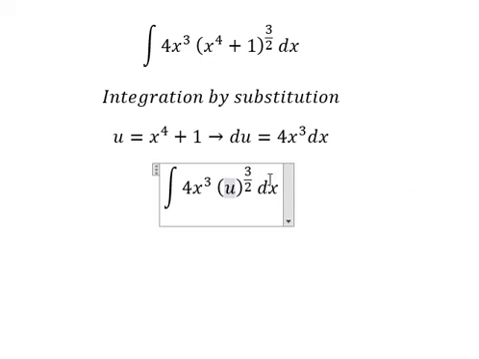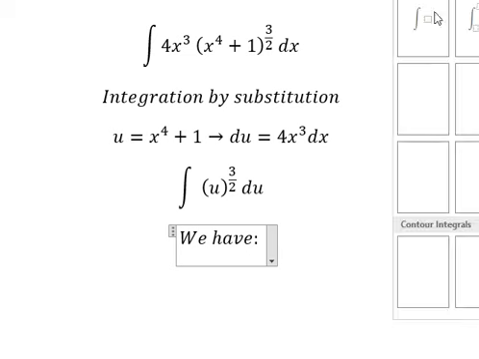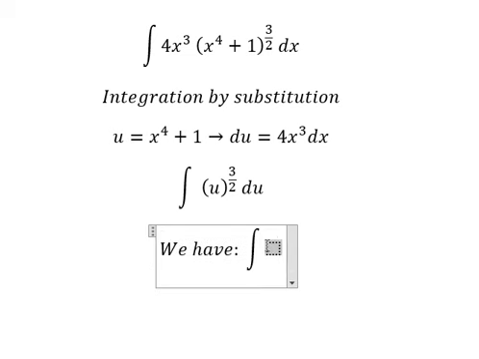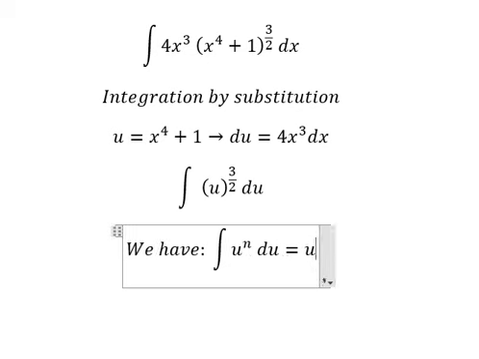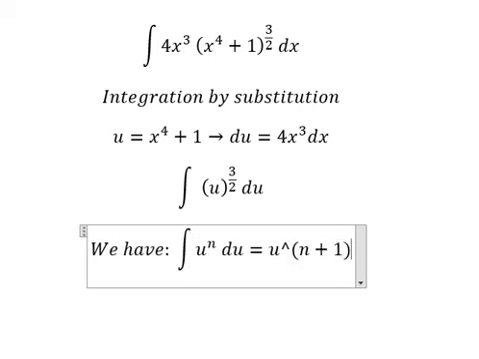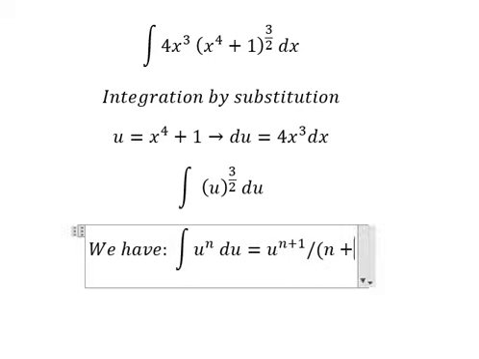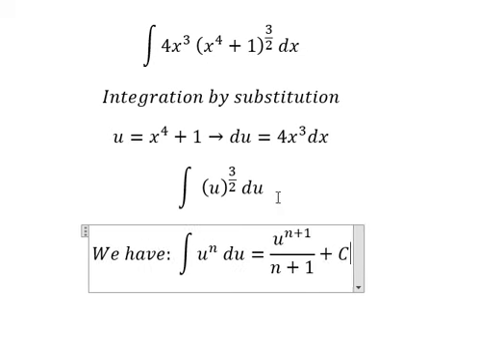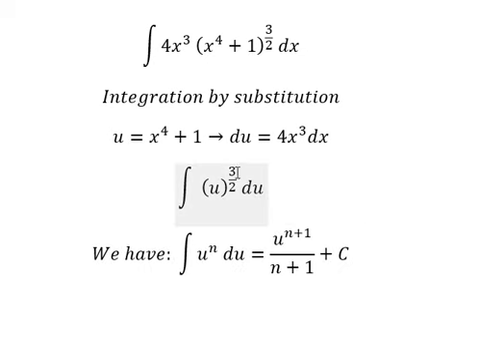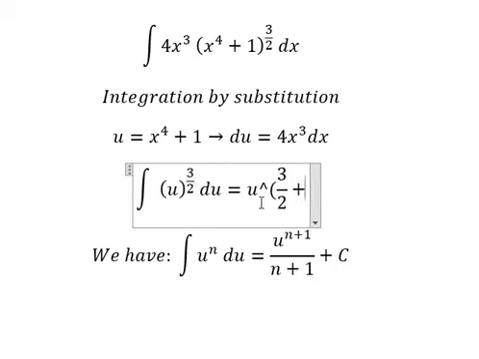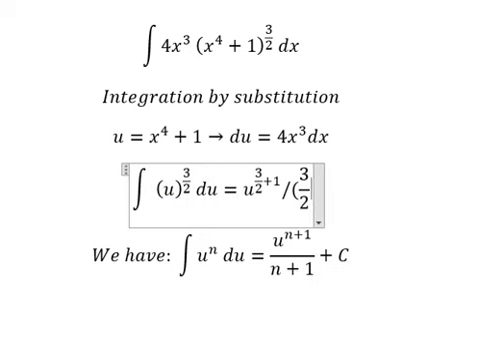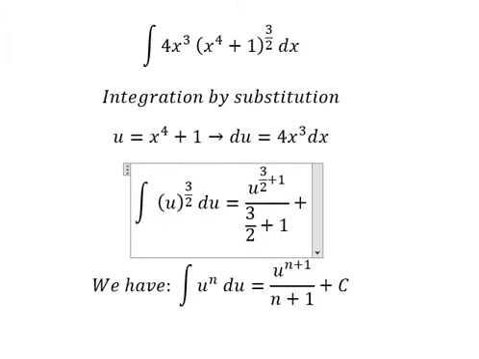Next, we have the formula in here. The integration of u to the power of n du. We have u to the power of n plus 1 over n plus 1, and I will put c. Now I will put 3 over 2 on here. So we have u to the power of 3 over 2 plus 1 over 3 over 2 plus 1, and I will put c.